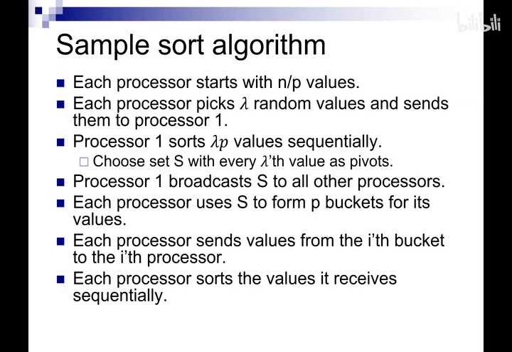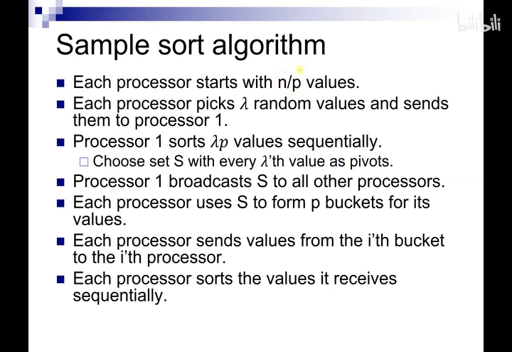Then processor 1 is going to receive these lambda p values, and then it's just going to sort them. And then it's going to take every lambda value from the sorted sequence, and it's going to use those as the pivots. So processor 1 needs to tell all the other processors about these pivots. It's just going to take the set S of every lambda value and broadcast that set to all the other processors. And now all the processors have these pivots, and now they can use the pivots on the values that they currently have.